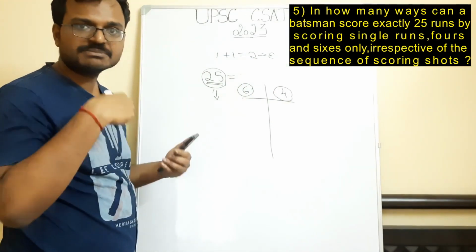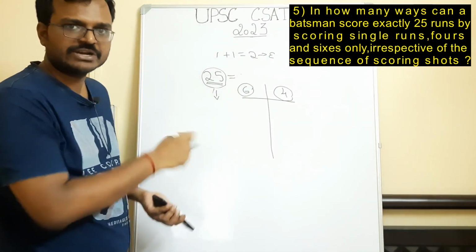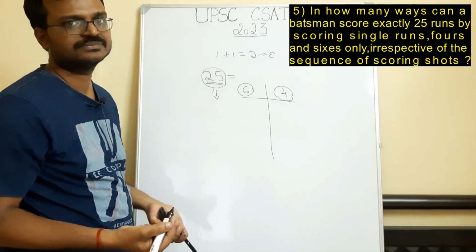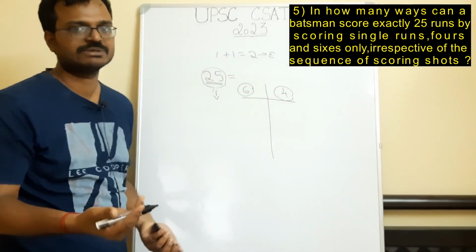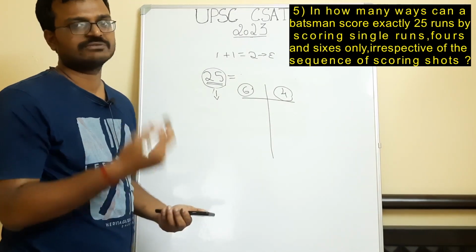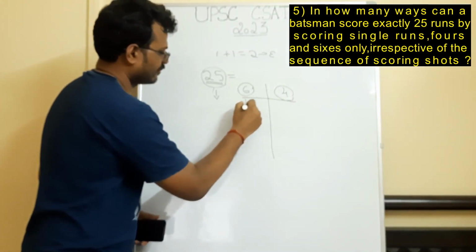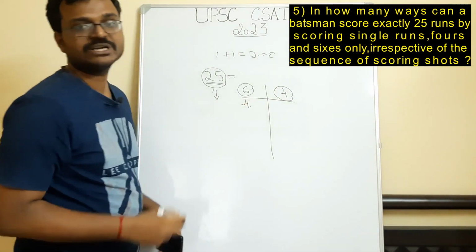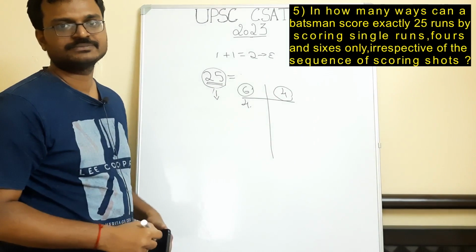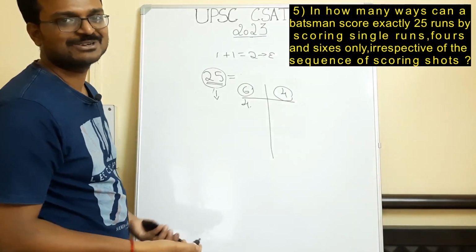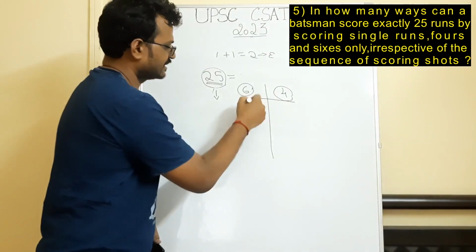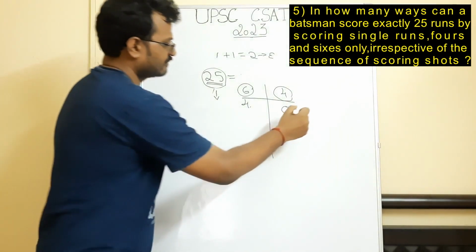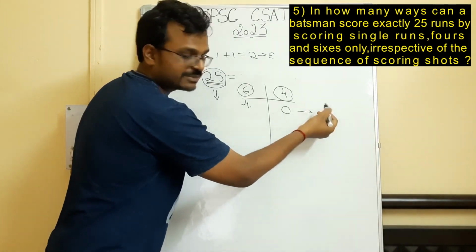What is the maximum number of times I can have 6 in 24? That is 4 times, because 6 into 4 is 24. I can't have 5 times because then 6 into 5 will be 30, which is more than 24. So I'll place 6 here 4 times. If 6 appears 4 times, then how many times will 4 appear? It won't appear at all, because 6 into 4 is 24. This will be 0. So this is one combination, this is one possibility.